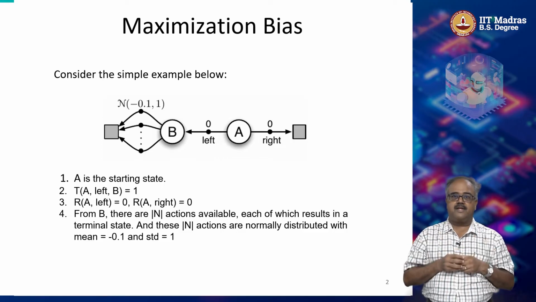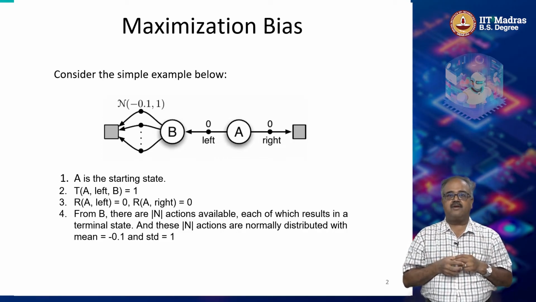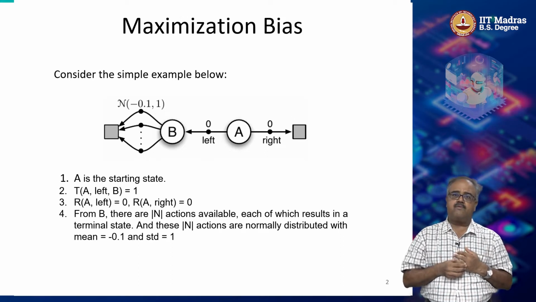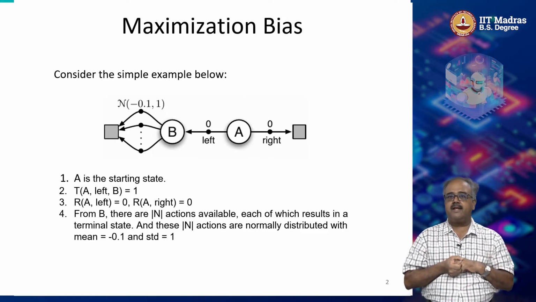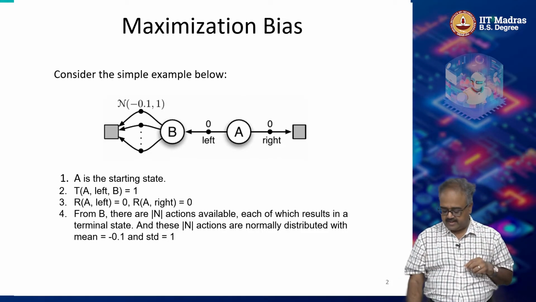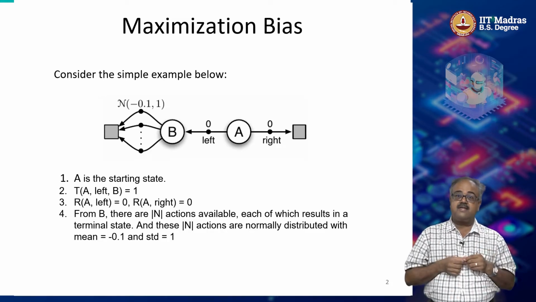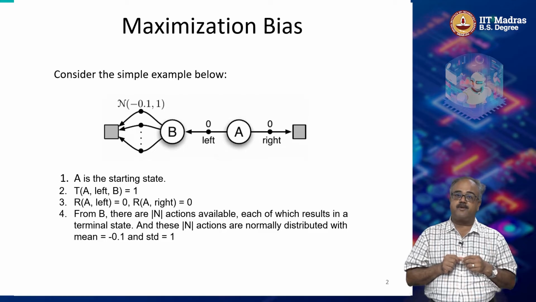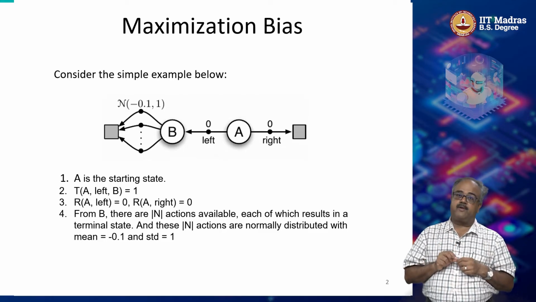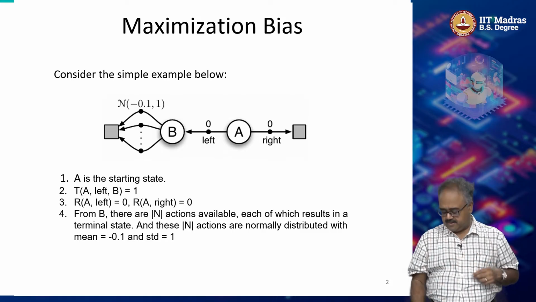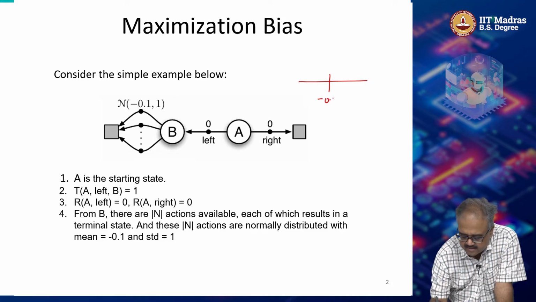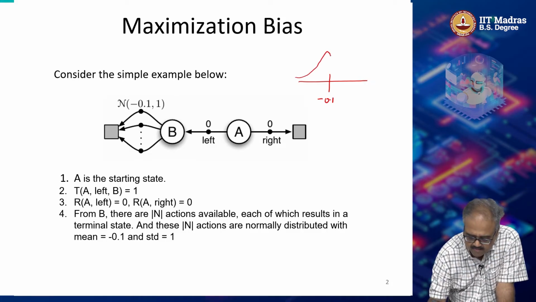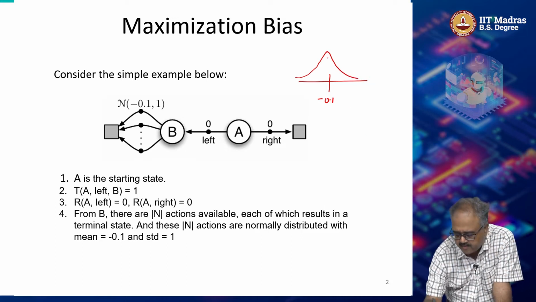If you remember the original bandit examples, if you had read the book, the arms had a mean drawn from a Gaussian of 0 mean and variance 1. But now we are fixing the mean. So you can think of B as having 10,000 actions, and for each action you are getting a reward from a distribution which has a mean of minus 0.1 and variance of 1. So this is going to look like this: minus 0.1 has the maximum probability, and then it has some variance around it.